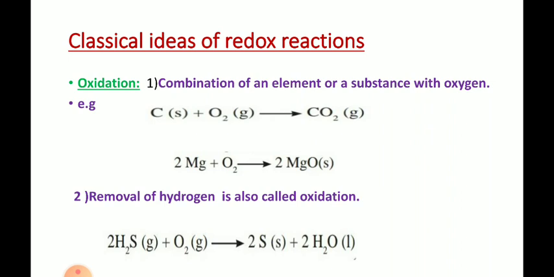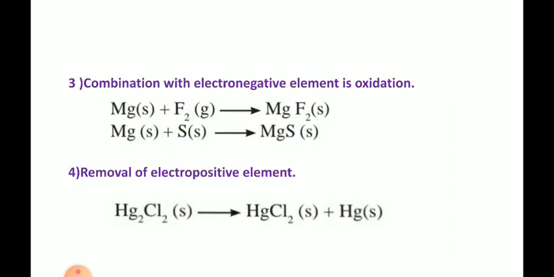We have learned two examples. When oxygen combines with elements, it forms their corresponding oxides, like that. And in the second example, removal of hydrogen is taking place. This is also the oxidation process or oxidation reaction.